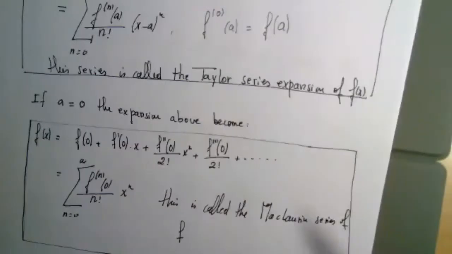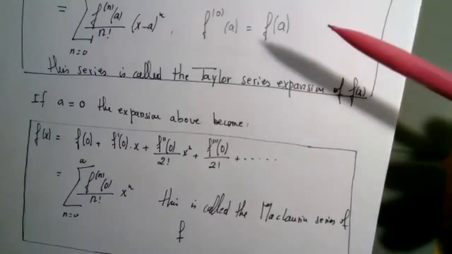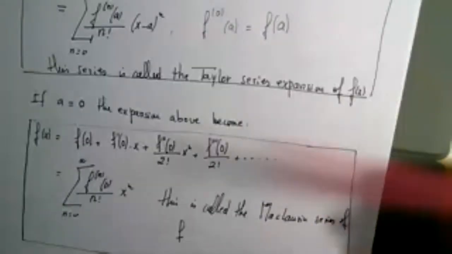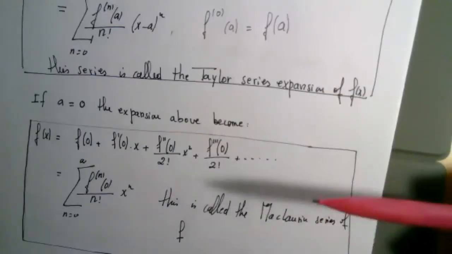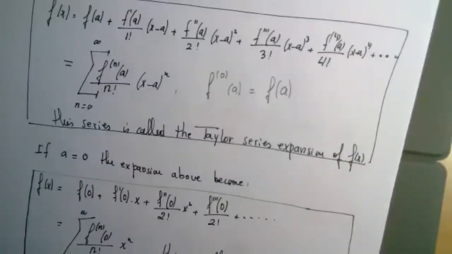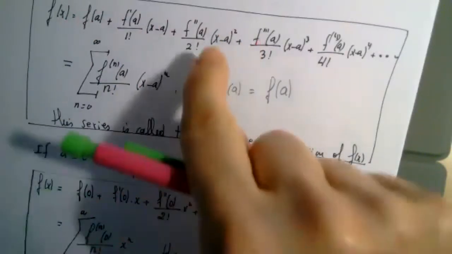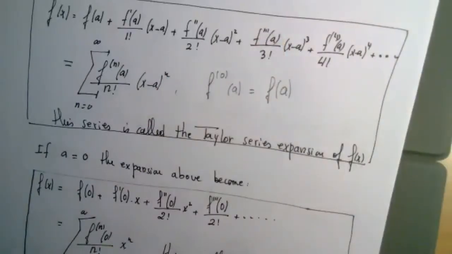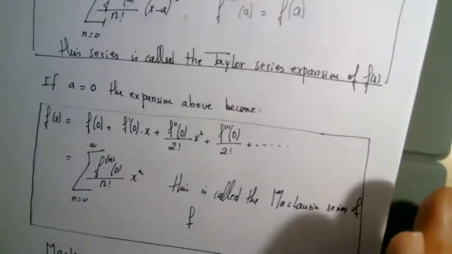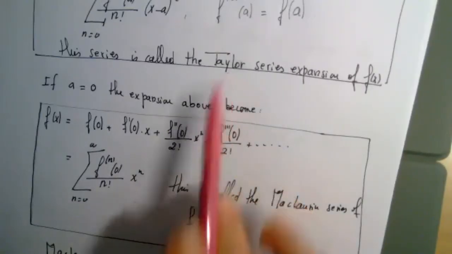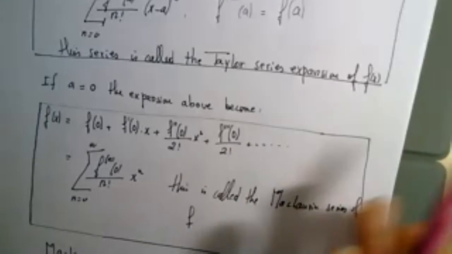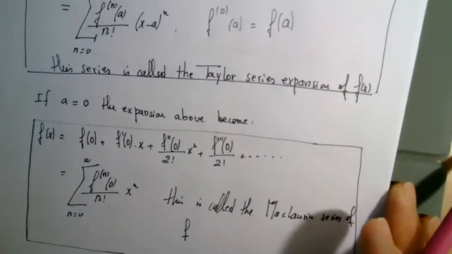So the question is, why do they have two names? They have two names just because they want to give credit to two different people, Taylor and Maclaurin. That's the reason we have two names for the same thing. So Maclaurin is the same as Taylor, but instead of a, we have a equal to 0. The only reason we have two names is to give credit to Taylor and Maclaurin for working on those ideas.